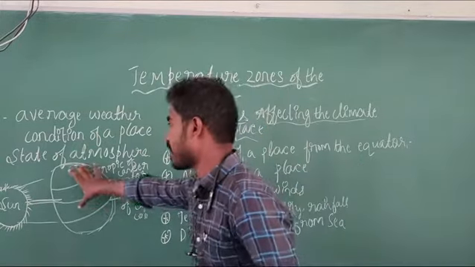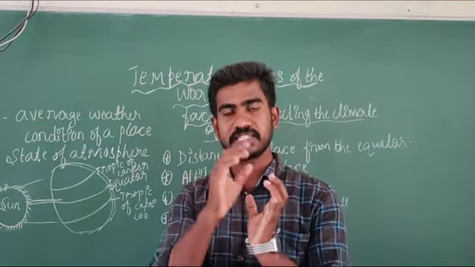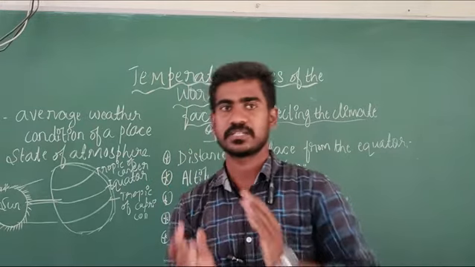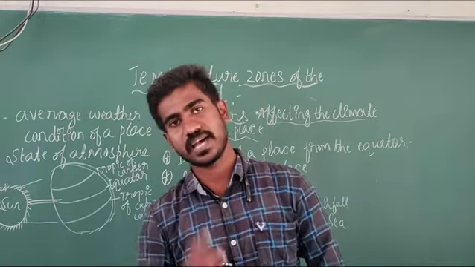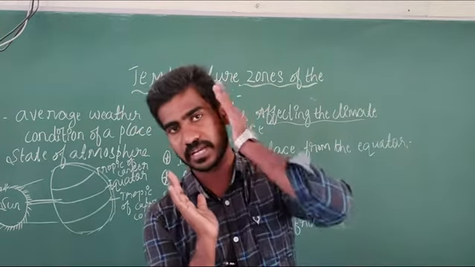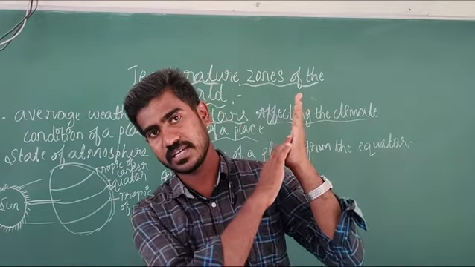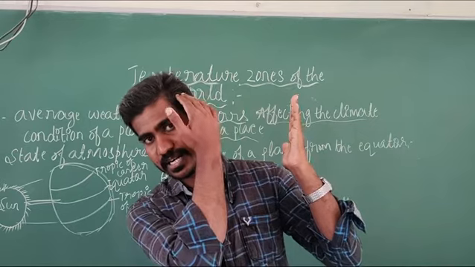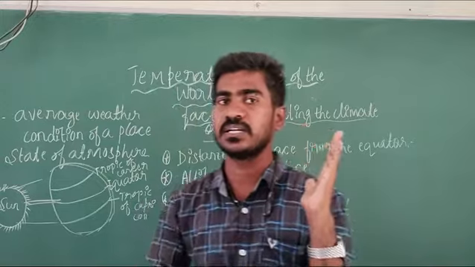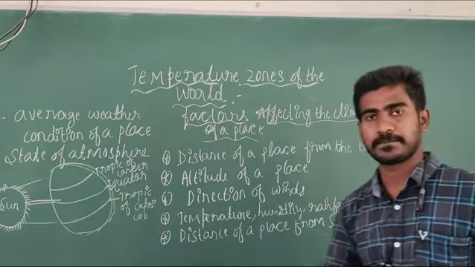Just imagine, this is the model of the earth. We know that the earth is not straight, it is slightly bent, slanted. If I am straight, and like this I bend my head, you can see my slantness. If it is like this, here I will not get sunlight, here I will get more sunlight, and here I will get less sunlight. That is the distance of the place from the equator and the sun.